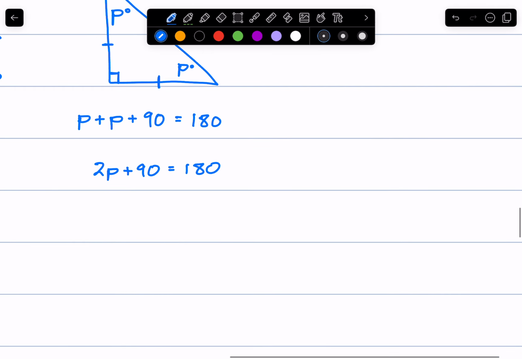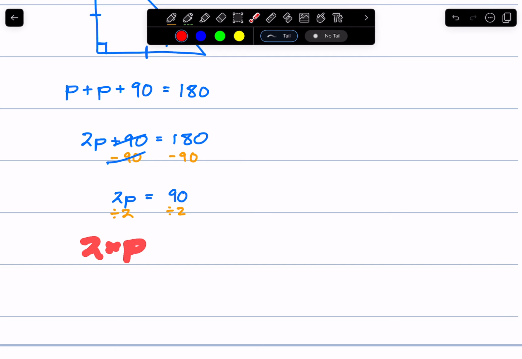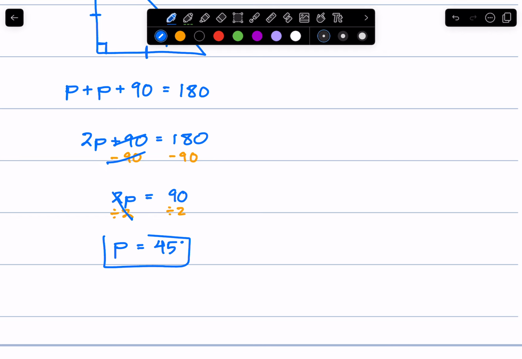Now from here, this is just an equation to solve. Plus 90 we reverse by minusing 90. These two cancel, leaving us with 2P on its own. 180 minus 90 gives us 90. And from here, we can divide both sides by 2, since 2P is 2 times P. So we're going to halve that. This leaves us with P on its own, giving us 45 degrees.